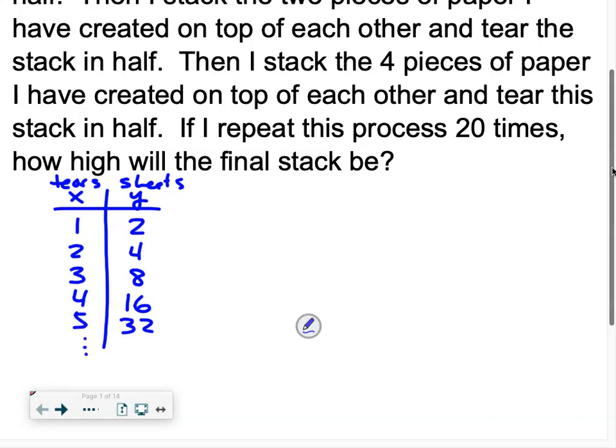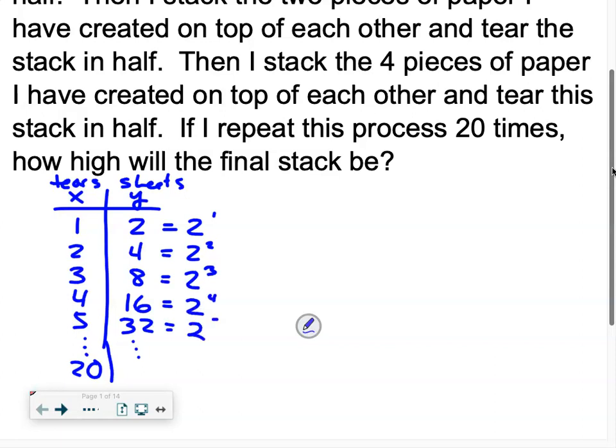So if we were to continue this, how would we figure out how many sheets of paper we'd have after 20 tears? Well, let's think about these numbers for a second. This number 2 is the same thing as 2 to the first. And 4 is the same thing as 2 squared. And 8 is the same thing as 2 cubed. And 16 is 2 to the fourth.